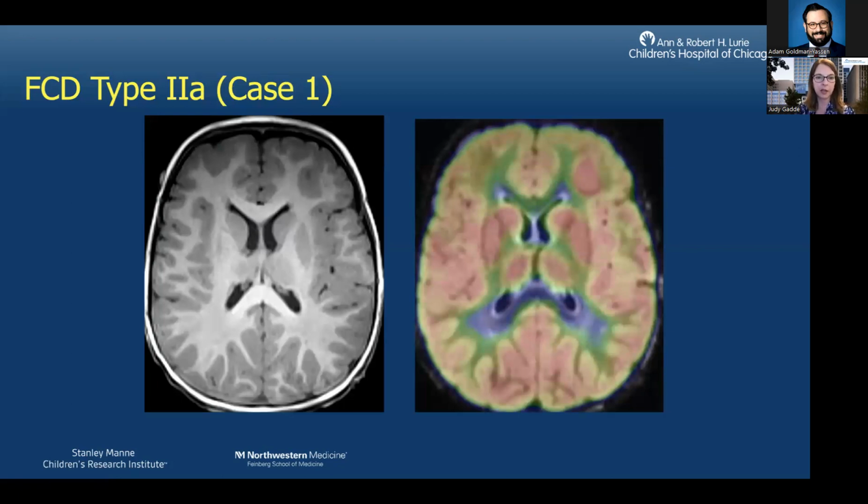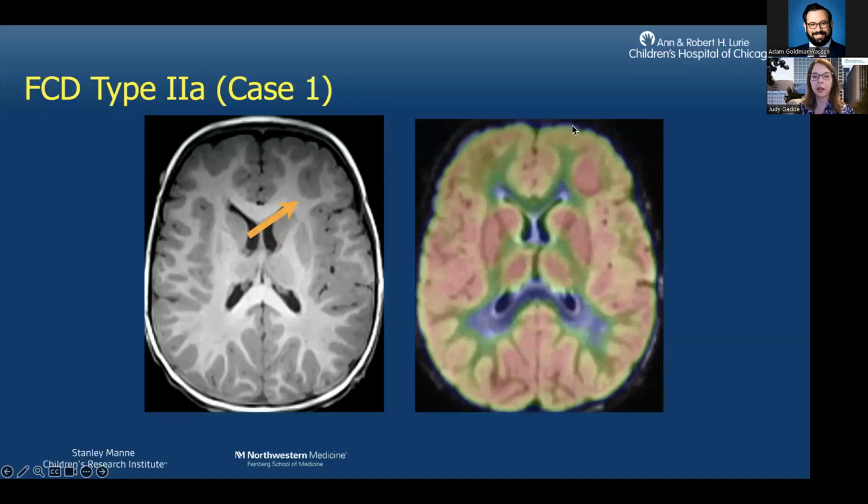So here's a case of type 2A. Give you a second to take a look at this axial T1. Again, a 3D sequence is very important. And then this is a fused PET MR. So here in the left frontal lobe, we have this abnormally deep sulcus, and we can see that the gray matter and cortex associated with this gyrus and sulcus is very thick and looks a little blurred at that gray-white matter junction if we compare, say, to the contralateral right frontal lobe.